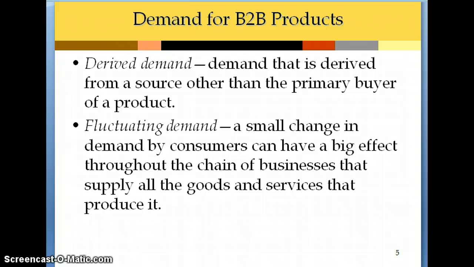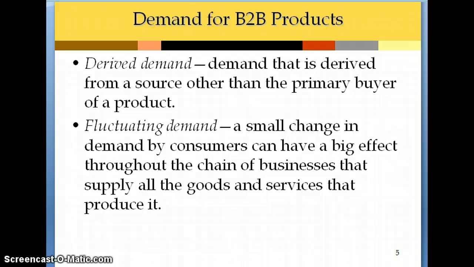Next, we're going to focus on the demand for B2B products. B2B sellers monitor consumer markets because consumer buying patterns affect their business customers' buying behavior. Specifically, B2B sellers look at several areas of demand. B2Bs are affected by derived demand, which is demand that springs from, or is derived from, a secondary source other than the primary buyer of the product.